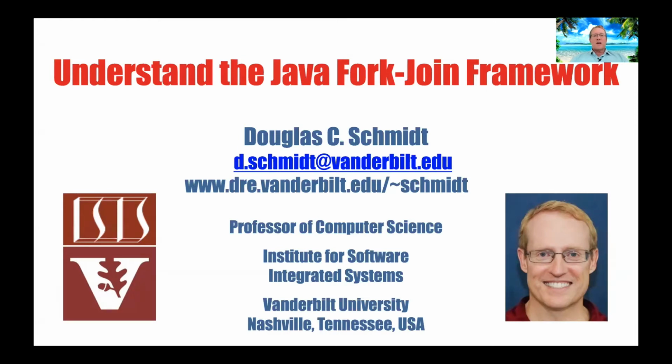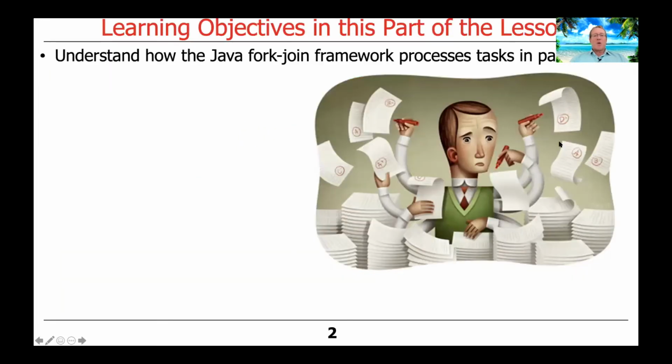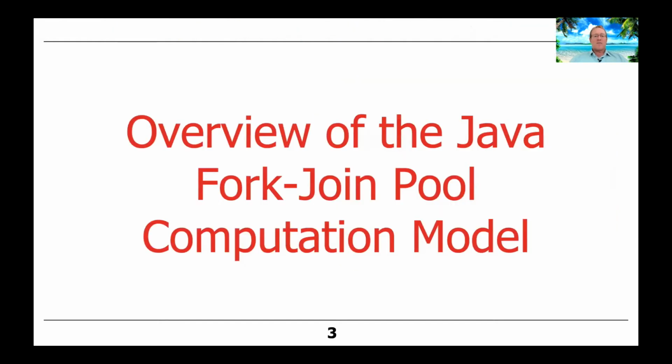So we're now going to start talking about a very interesting framework for doing parallel programming with concurrent Java. And this is something that's called the fork join framework. And so what we're going to do in this part of the lesson is discuss how the Java fork join framework can be used to process tasks in parallel.